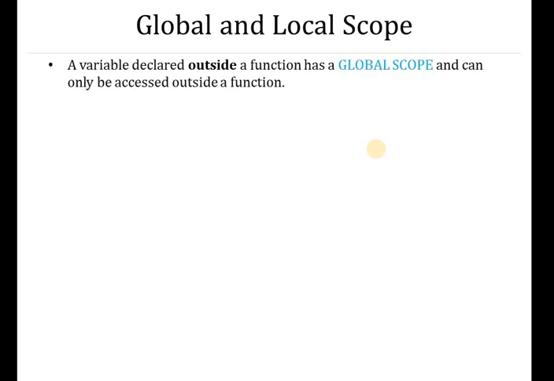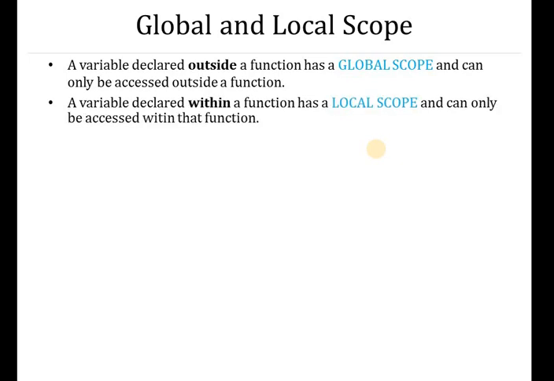A variable declared outside a function has a global scope and can only be accessed outside a function. Now global means what? A variable which is not declared inside any function. It is outside a function within the PHP script. That means it has a global scope. And whatever variables are declared inside the function have a local scope and can only be accessed within that function. So let's see one example.